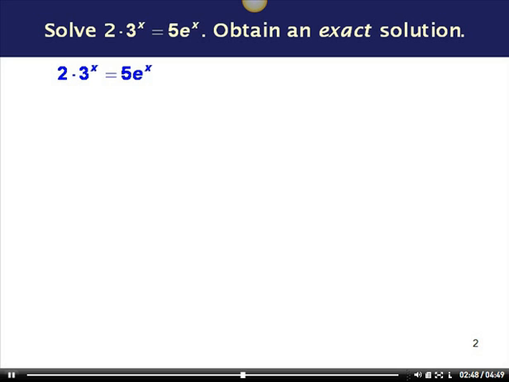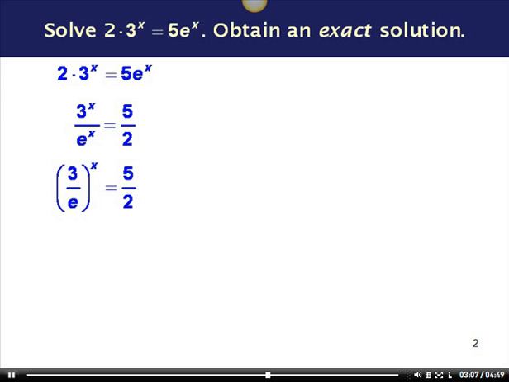So I'll divide both sides of the equation by e to the x, and I'll divide both sides of the equation by 2. This gives me 3 to the x over e to the x equals 5 halves. Now I can write 3 to the x over e to the x as 3 over e all raised to the power x. And this still equals 5 halves.